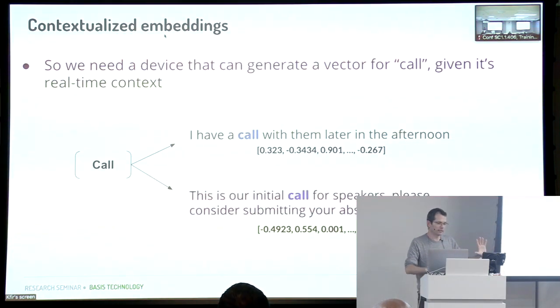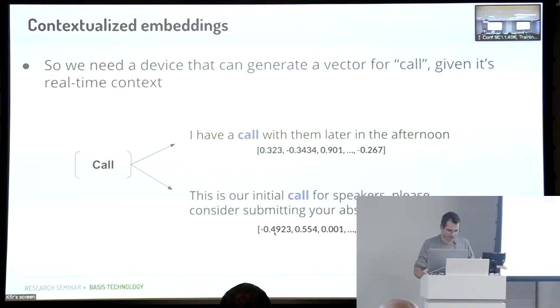We want a contextualized embeddings model, a device that will generate specific vectors based on the surrounding context, right? When we feed the word to the network. So if we have this sentence going into the named entity recognition model, "I have a call with them later in the afternoon," we're going to create this vector, and if we have "this is our initial call for speakers," that's a different meaning for the word call, so we want to use a different vector.